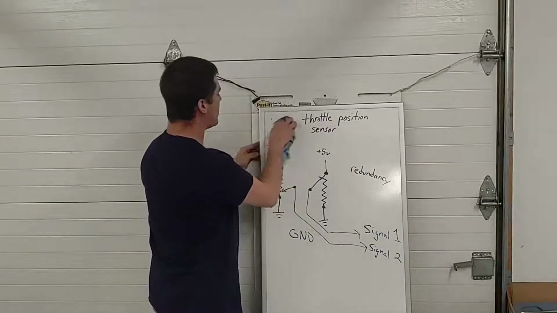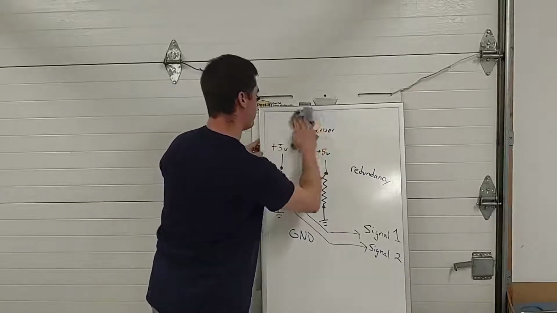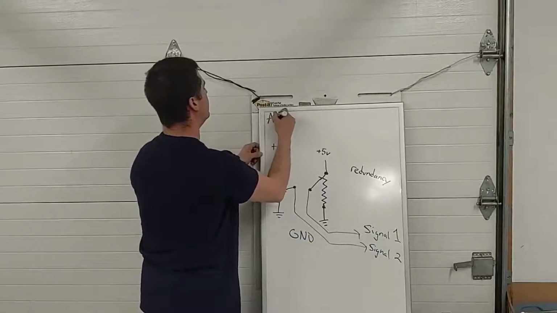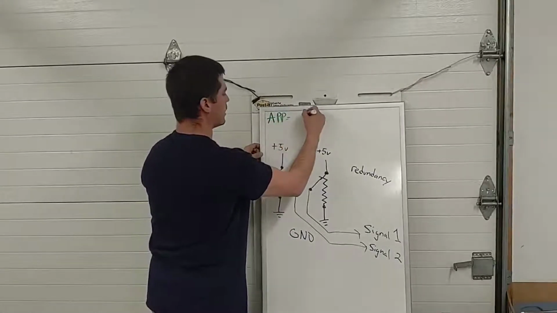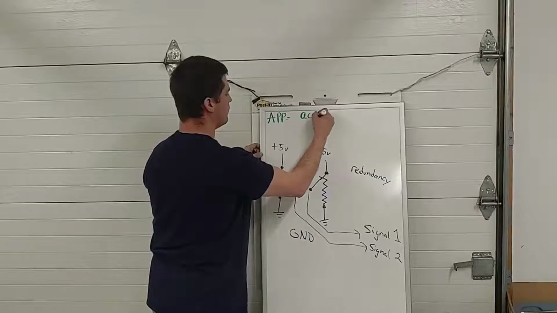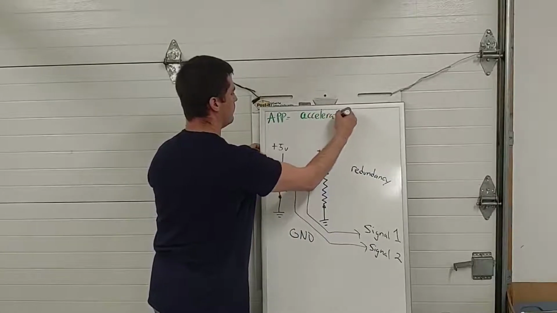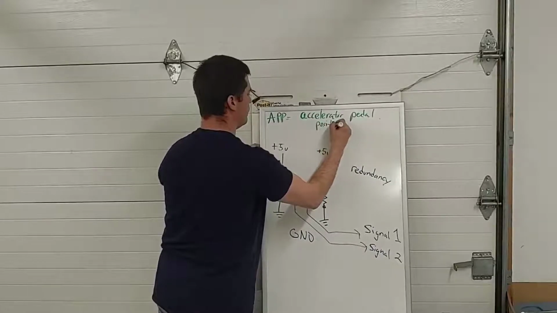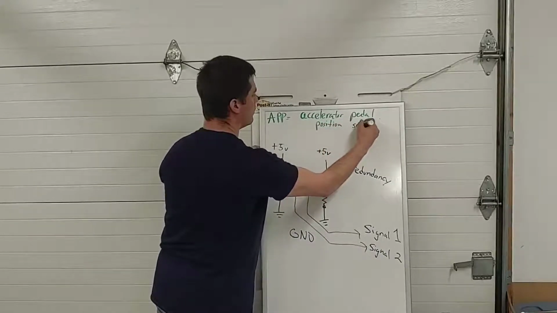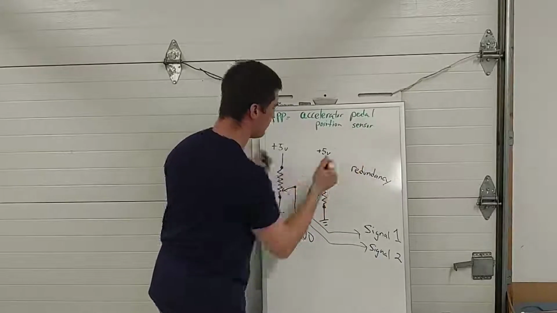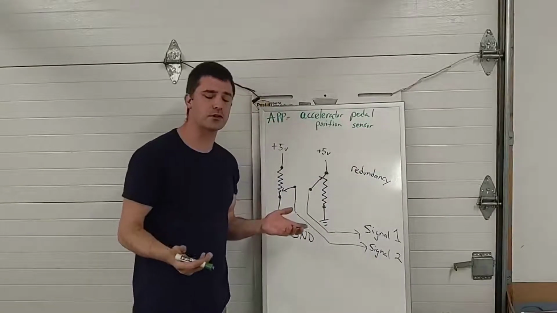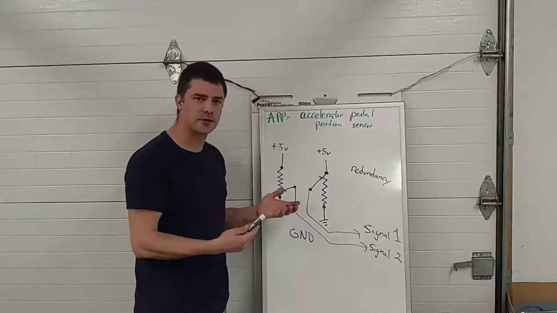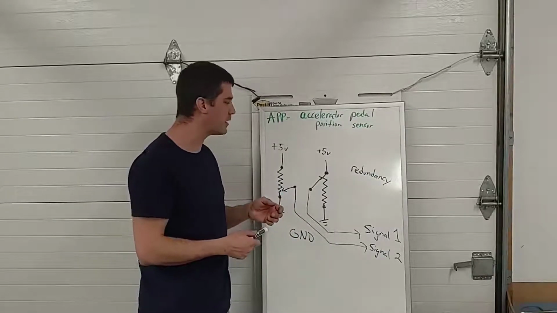So our APP, our accelerator pedal position sensor. Unfortunately, I don't have a demonstration piece here. I don't have one here to show you, but basically it's a little sensor attached to the top of the throttle pedal. It's up under the dashboard of the car. It's a quick, easy thing to change if it fails.